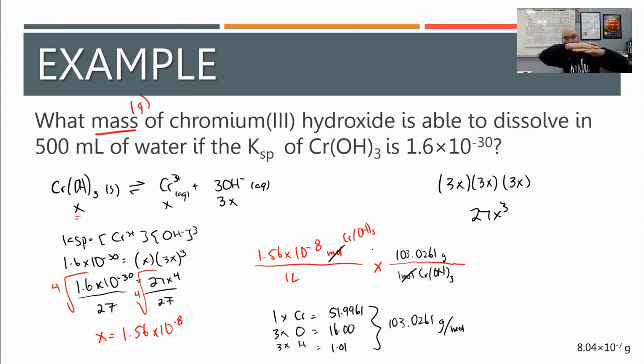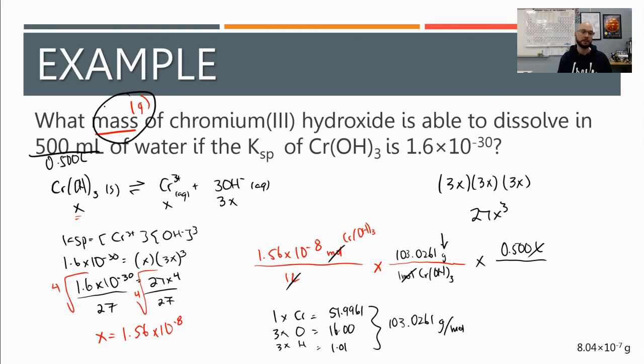The only unit I have on the top is grams, and the only unit I have on the bottom is liters. But it's asking us for 500 milliliters, not a liter. So we're going to take that 500 milliliters and convert that to liters, so 0.500 liters. And now the liters are crossed out, and the unit I'm left with is grams, which is a unit of mass. I'm going to take the top and multiply it all the way across and then divide by the bottom. In this case, it doesn't have any numbers on the bottom, so it works out easily for us.